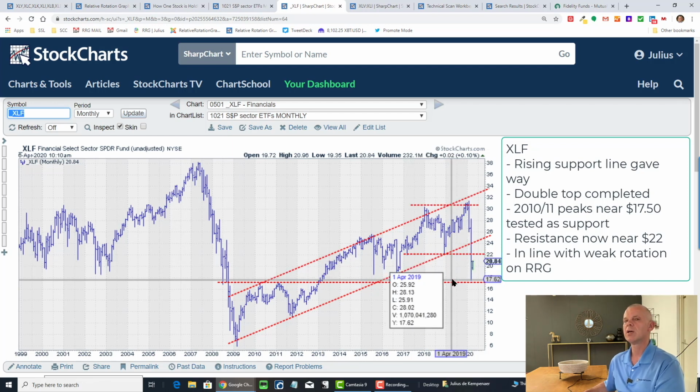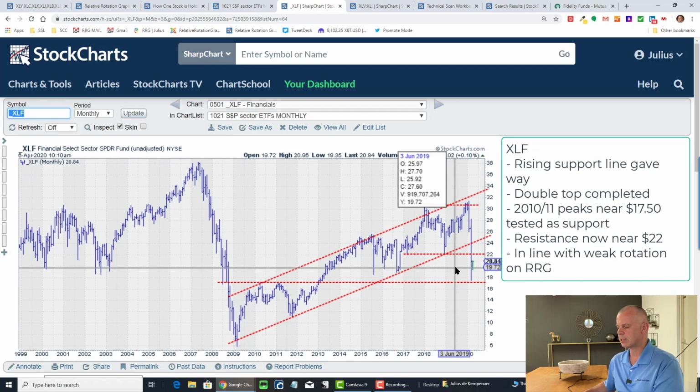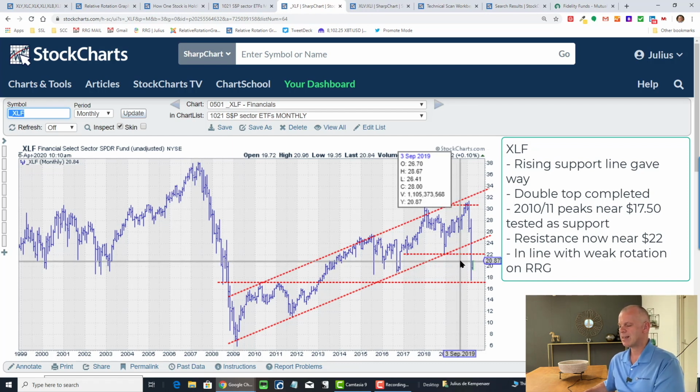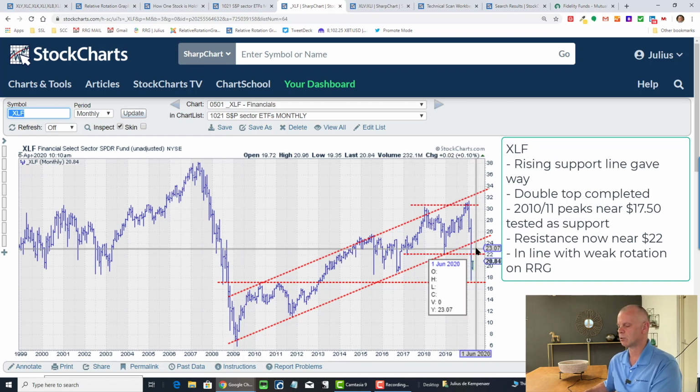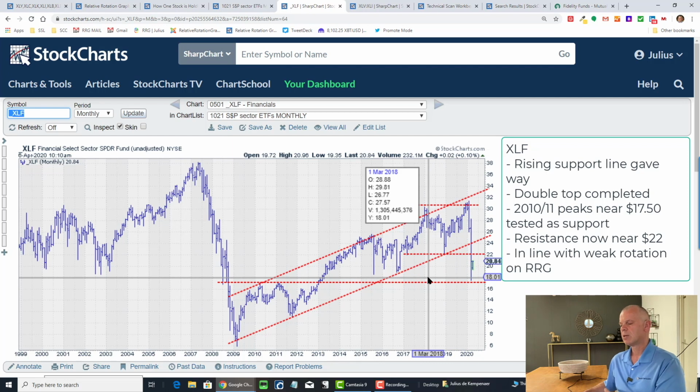So I'm looking for a lot of resistance for the financial sector, for XLF, around that 22 area. If we're able to break it, I doubt it, but if we're able to break it, then the next level is already coming in around 24. So for financials, upside also very, very limited, which is in line with the weak rotation on the RRG.